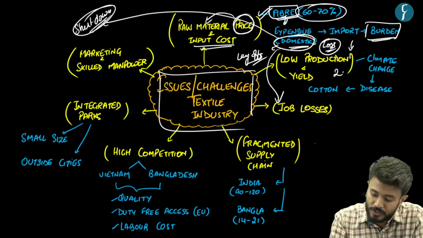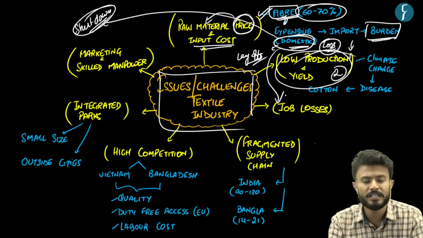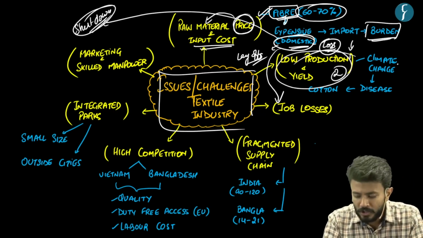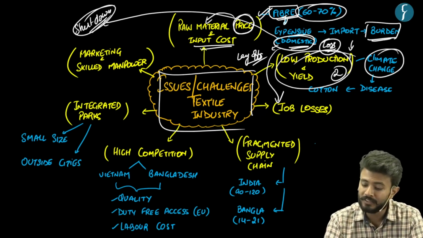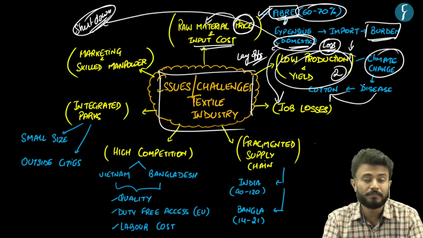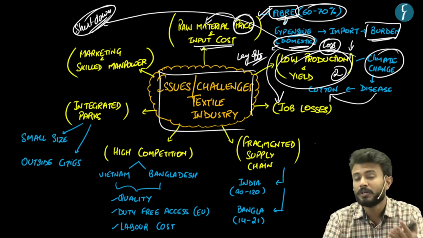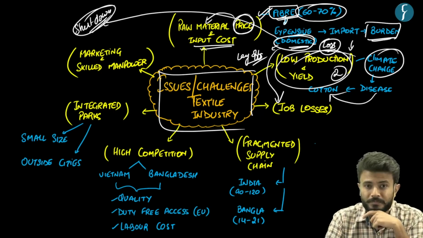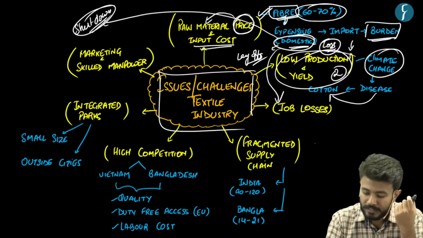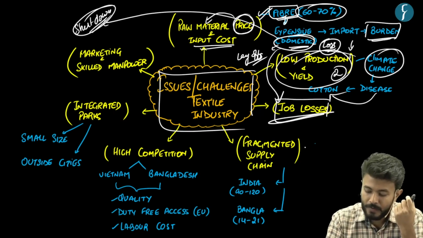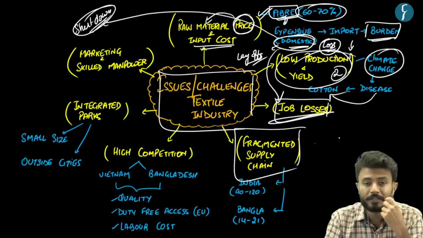Then the next issue is low production and yield. This can be understood also in the context of climate change, because of which there is a rise in disease and pest attacks, and we know how pest attacks are detrimental for cotton crops. So the yield is also getting low, production is getting low, right? Then we have discussed the job losses. Next comes the fragmented supply chains.